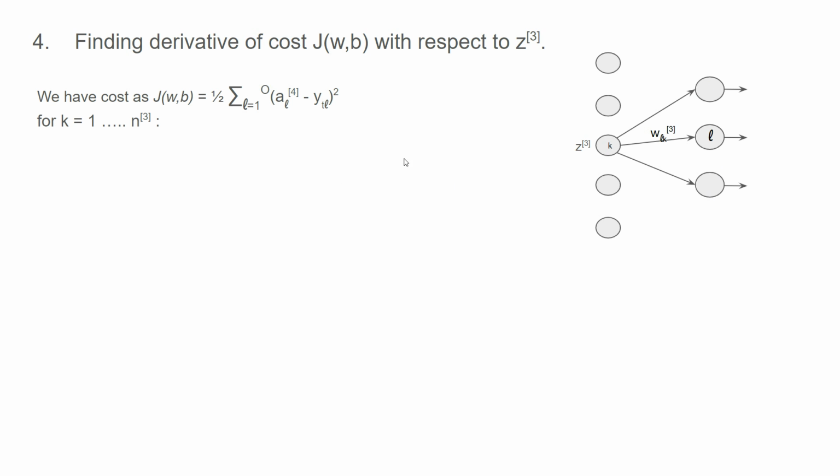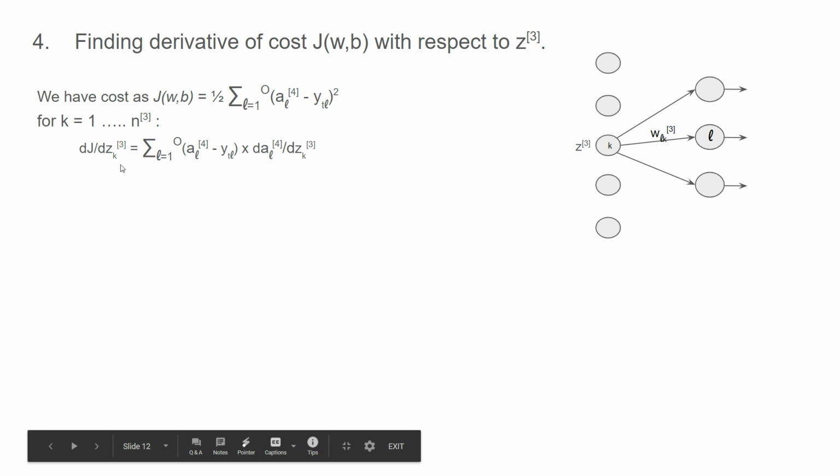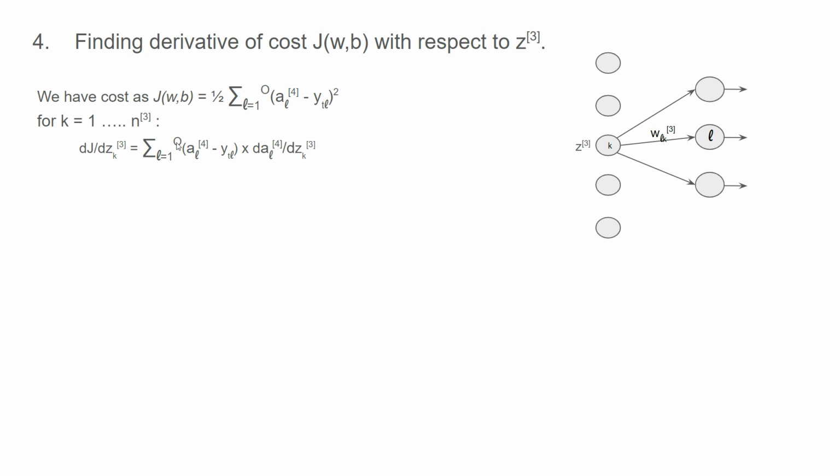See, we have our cost function as the summation over l equals 1 to O of the error squared, for k equals 1 to n3. dJ by dzk3 equals the summation over l from 1 to O, and the power 2 comes down and cancels with 1 by 2, and hence we get (al4 minus ytl) into, applying the chain rule, dal4 by dzk3. Notice here that the summation sign is not gone.